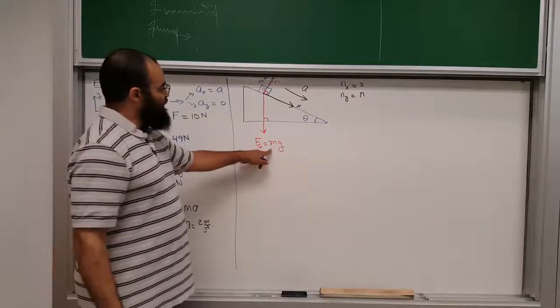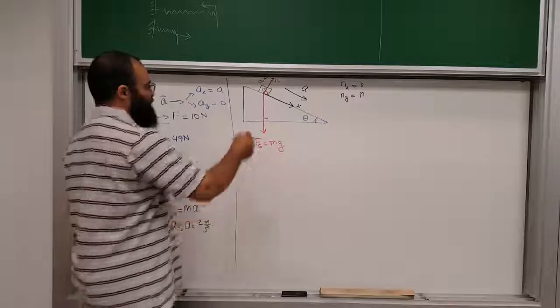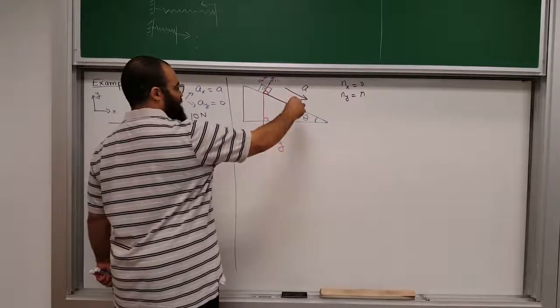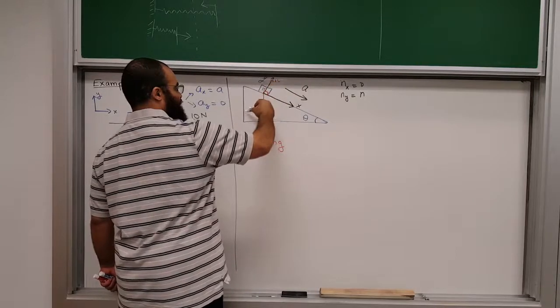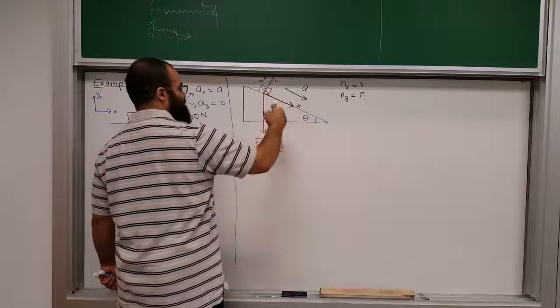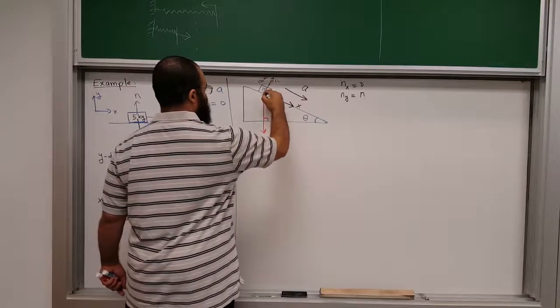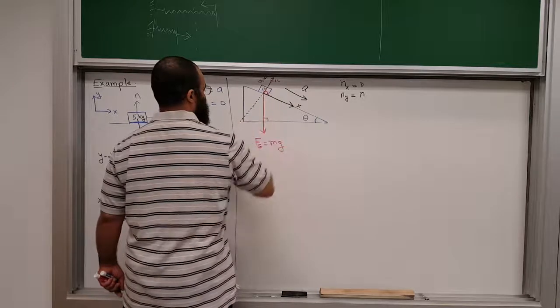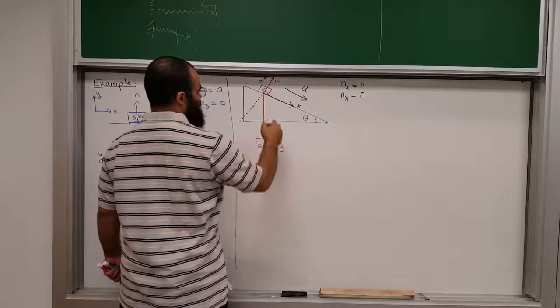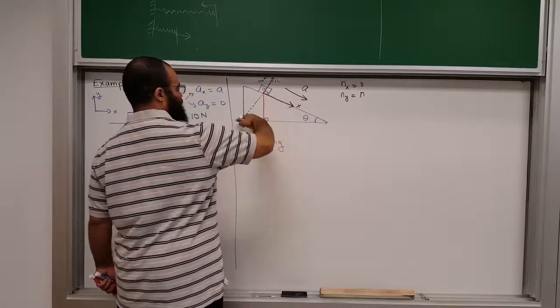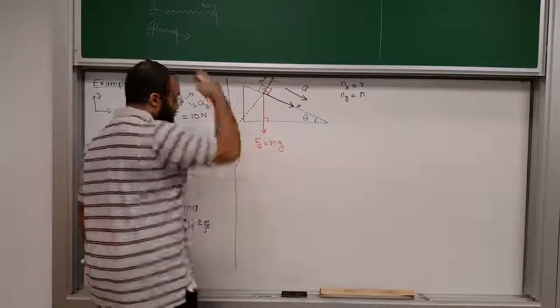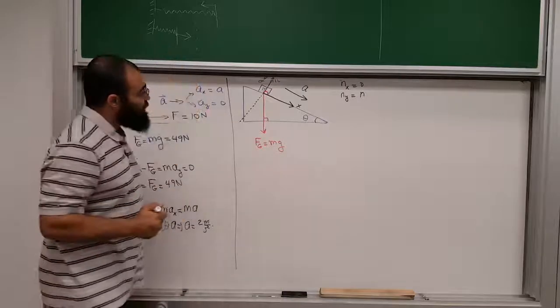The force of gravity has two components because the force of gravity is not perpendicular to this x direction, and it's not parallel to the y direction. So here is my mg. I want to break this vector into a component along the x and a component along the y. It's actually along the negative y direction.